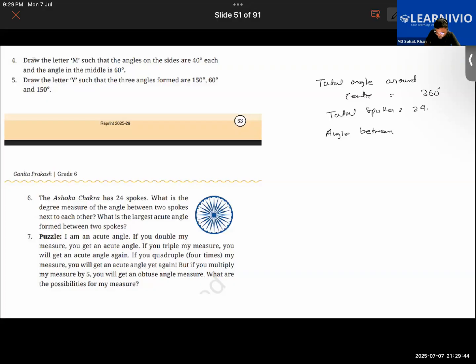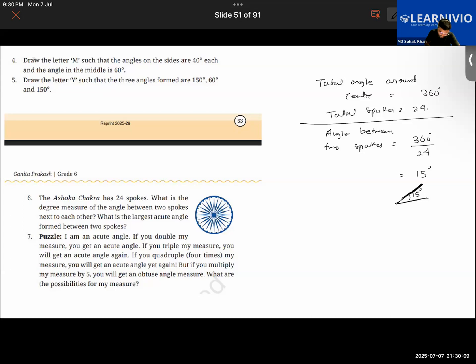So the angle between two spokes here will be 360 divided by 24, and that will be 15 degree, right? So the angle between any two spokes here is going to be 15 degree. Got it, everyone? Yes, sir.